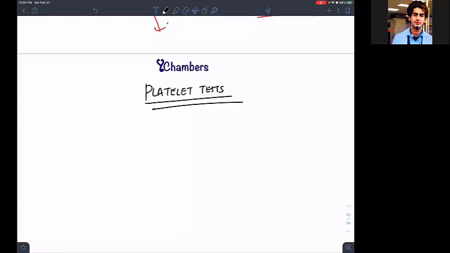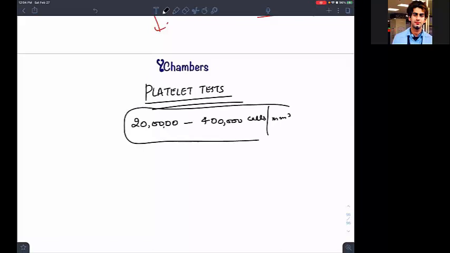How much is that? It's around 2 lakhs to 4 lakh cells, isn't it? Or 1.5 you can say, okay? So 2 lakhs to 4 lakhs cells, and for the unit you can use mm³. So this is your normal platelet count.